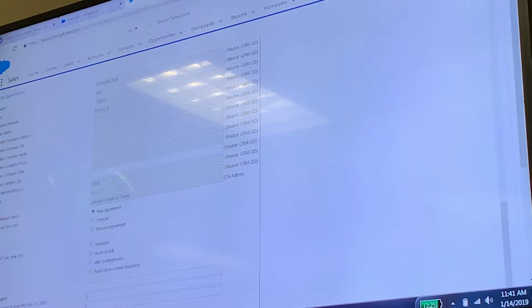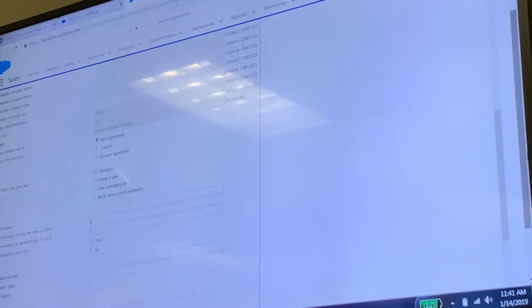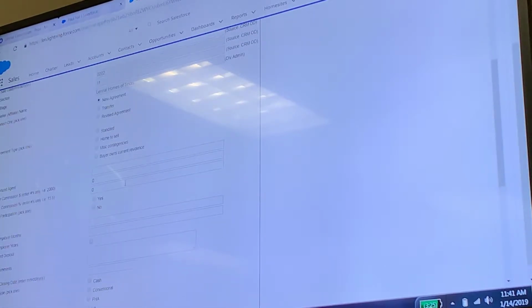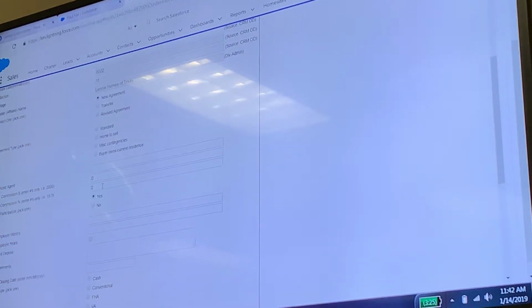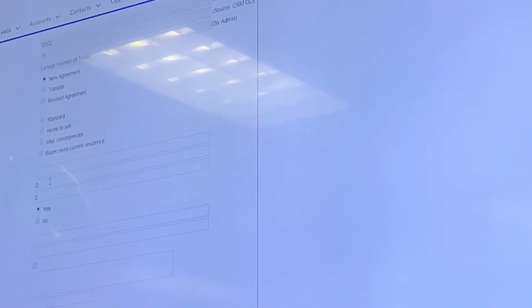Okay? Scrolling down. Do they have a broker? Yes or no? I wrote no broker, but you have a choice to make. If it's yes, click the box that's yes, and enter in the percentage. See where that's a percentage? 3. Not 3,000, not 0.03, just 3. If it's a dollar amount, and for some reason you're just paying a flat fee, it would be 2,500 or 5,000 in this box. Okay?